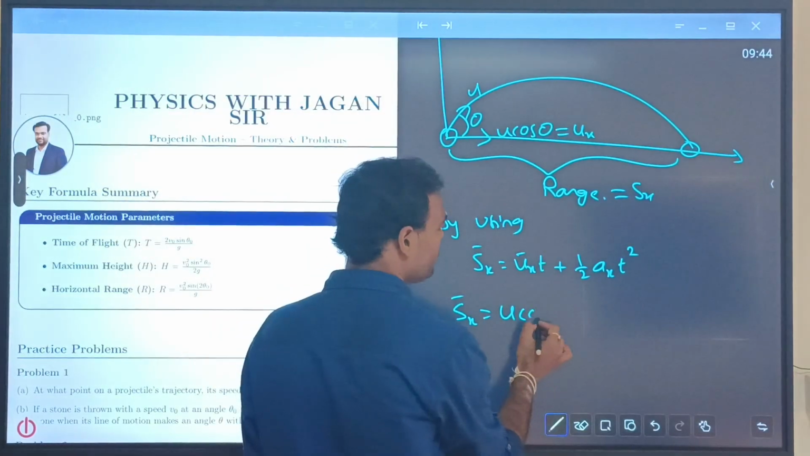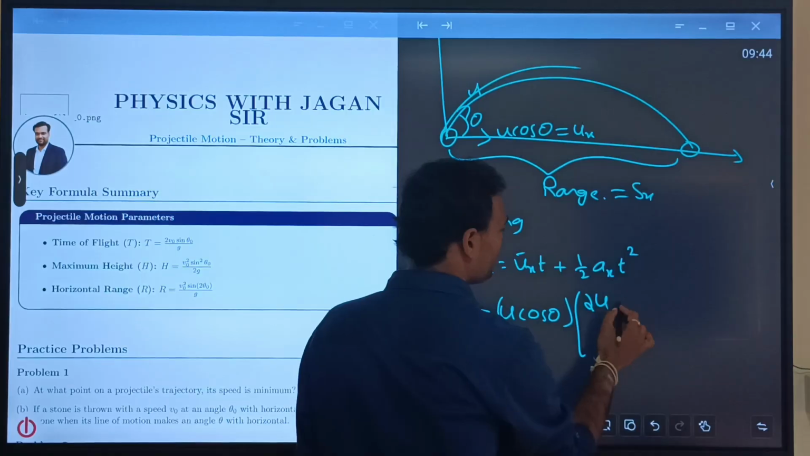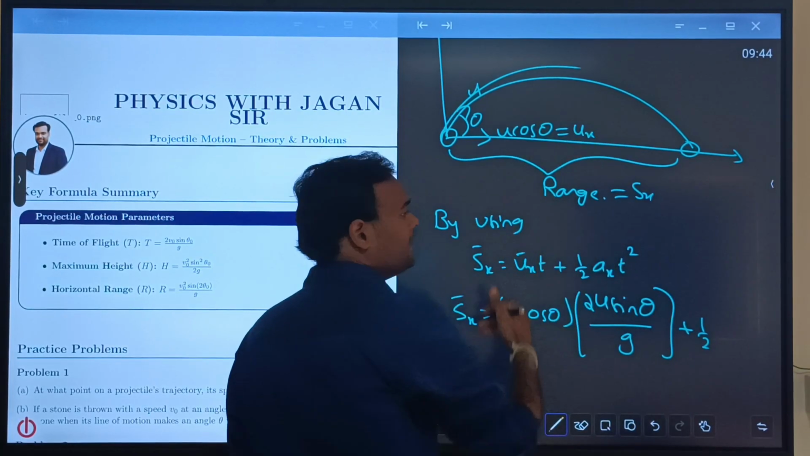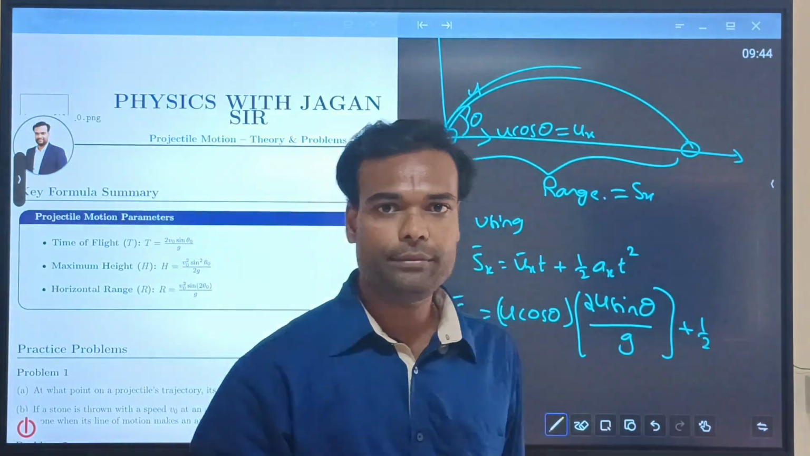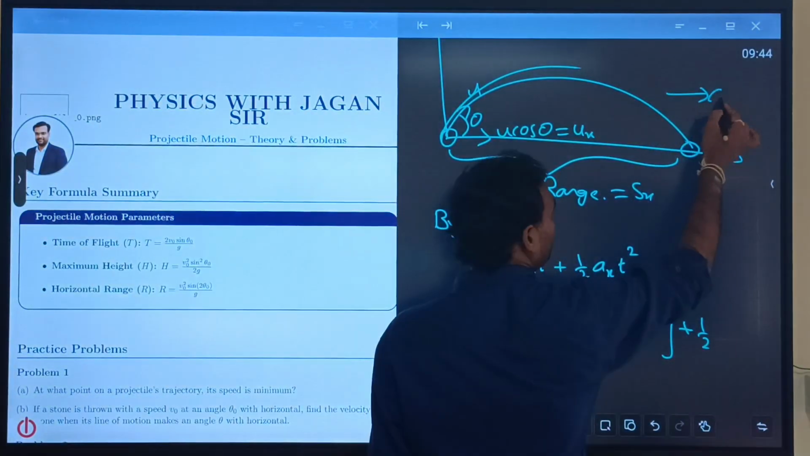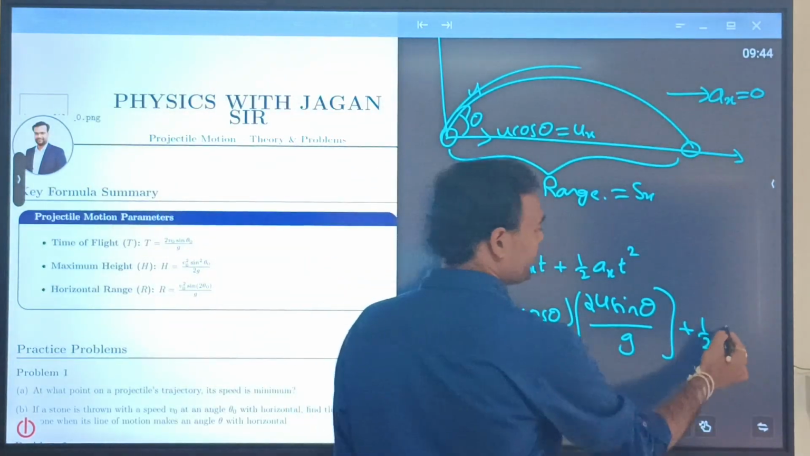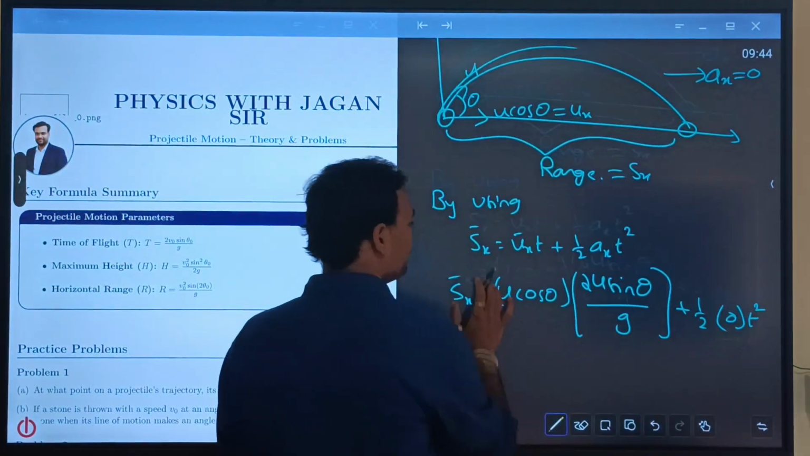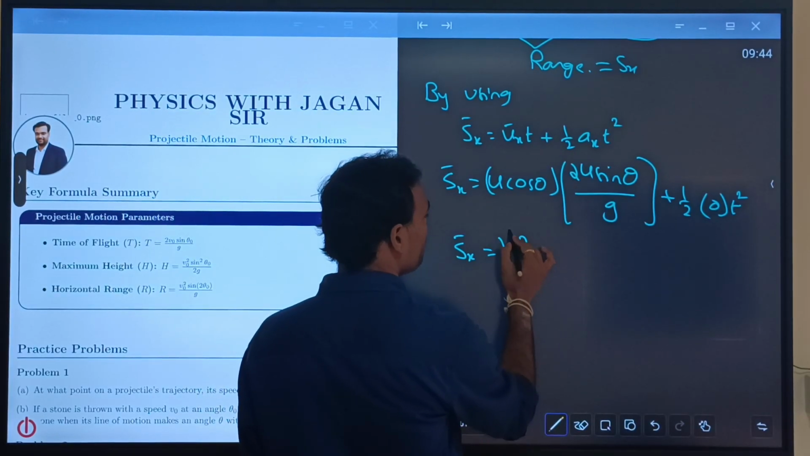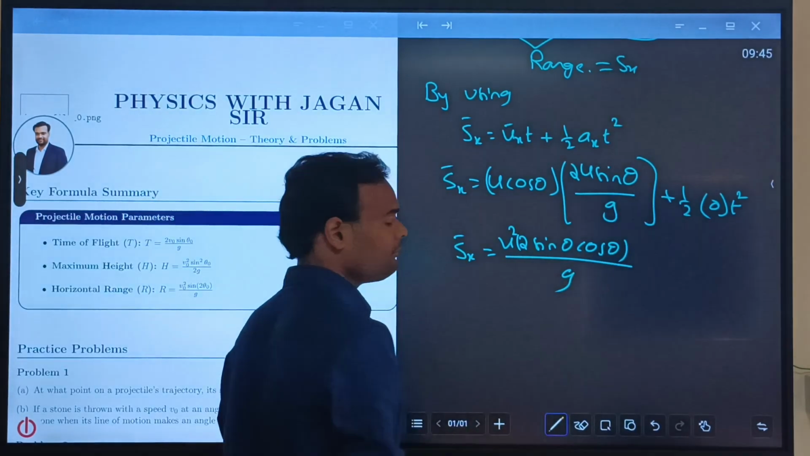So ux becomes u cos theta, and the time of flight from here to here is 2u sin theta by g. Unless they mention in the question itself that there is an acceleration along the x-axis, we consider that, but in the concept there will be no acceleration on the x-axis. So acceleration on x-axis is 0, so this will be 0 t square. Then this gives us Sx is equal to 2 u square sin theta cos theta by g, right?